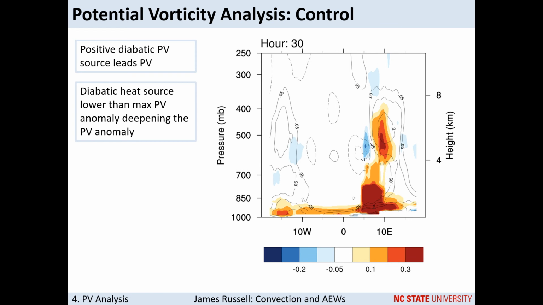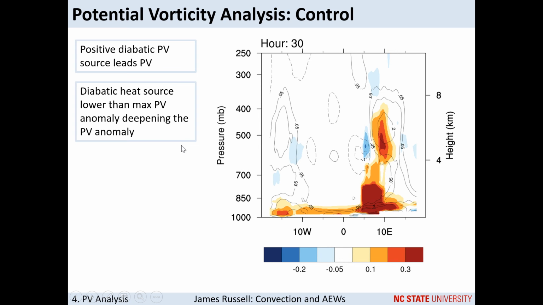And so first of all, I just now want to show you those in snapshots. Easier to show this in a snapshot rather than just the full animation. So here we have the same diabatic sources and PV anomaly at hour 30, and you can see we have positive diabatic PV that leads our potential vorticity anomaly. So this is west of the maximum in PV at the upper to mid levels.